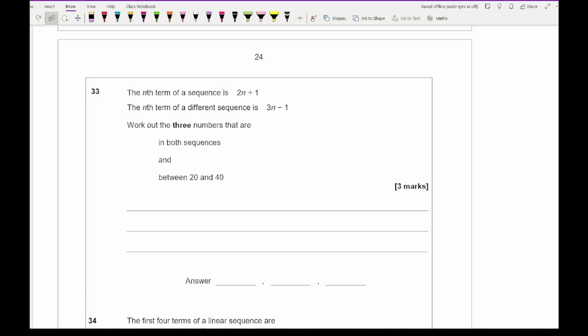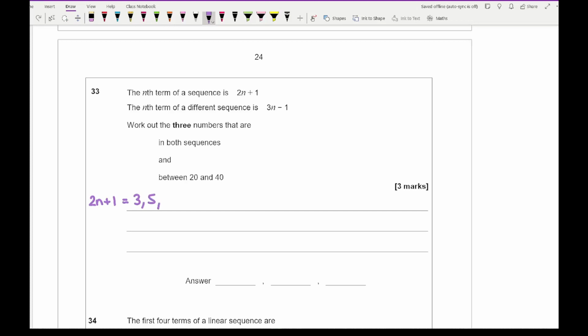Then moving on to question 33, it says the nth term of a sequence is 2n plus 1. The nth term of a different sequence is 3n minus 1. Work out 3 numbers that are in both sequences and between 20 and 40. So for this, what we need to do is first of all write down the terms that are in 2n plus 1. Starting with the numbers, the first number is going to be 3, and the difference is going to be plus 2.